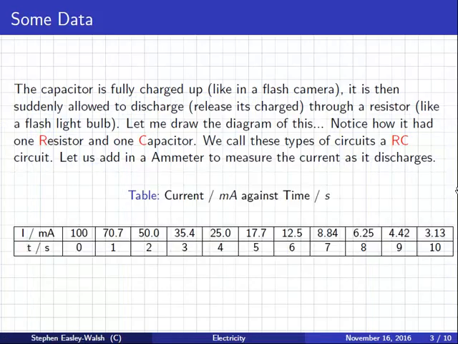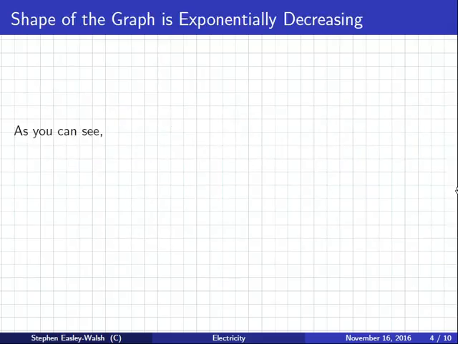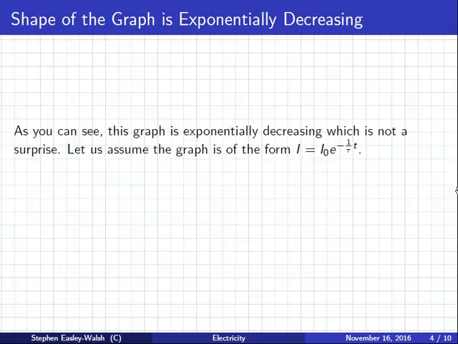Here's an example of what the numbers might look like. At the very beginning, you got 100 milliamps. But, okay, this isn't for a camera because the time is not 10 seconds. And for whatever it is, as the time gets bigger, what happens to the current? It decreases, because the capacitor is discharging, losing charge. You see that? So, as you can see, the graph is exponentially decreasing.